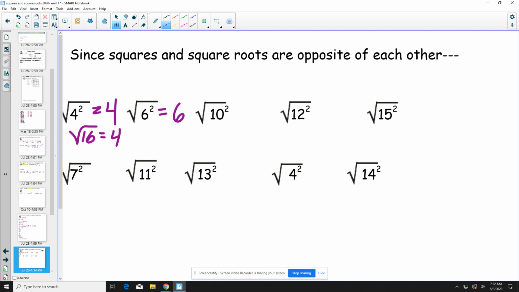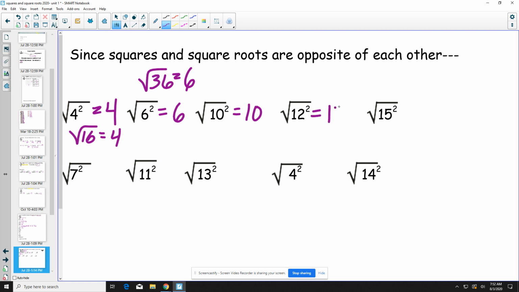So the next problem is the square root of 6 squared. That answer should be 6. I could work it out and take 6 to the second and get 36. But then the square root of 36 just means what number times itself gives me 36. I'm just going to get 6 again. So there is no need to work these out. They undo each other. The square root of 10 squared would be 10.